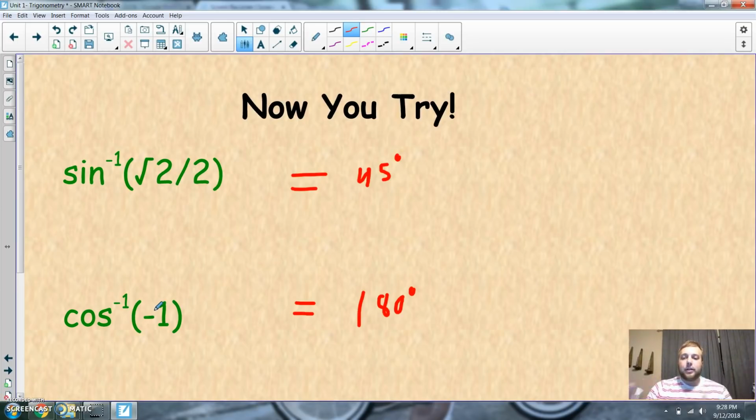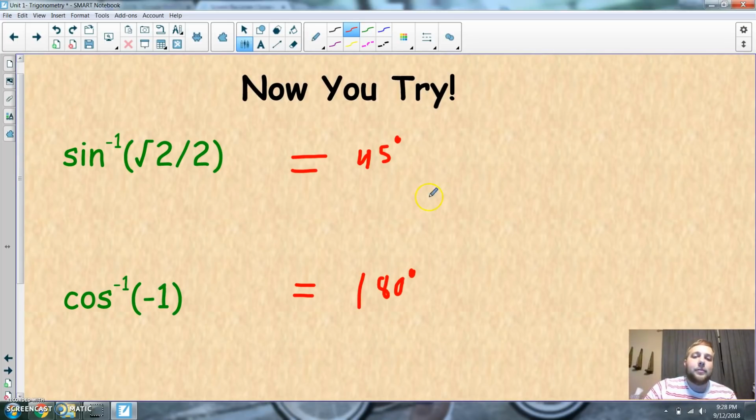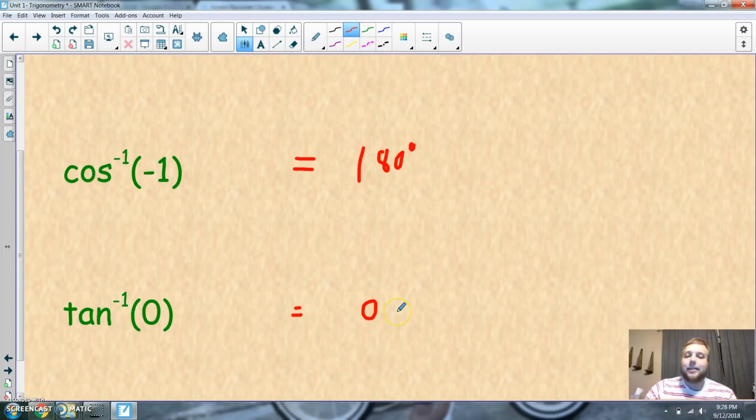Boom! Magic trick. Here's the answers, alright? You should have paused it. You better not be cheating. Okay, 45 is the first one, 180, and 0 is the next.